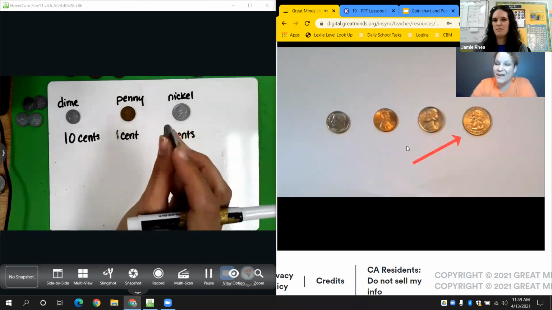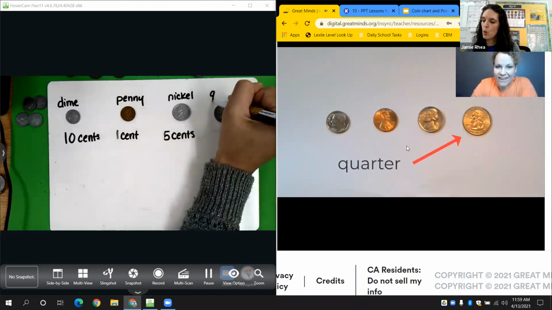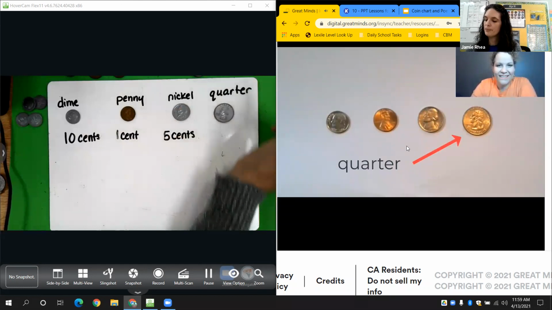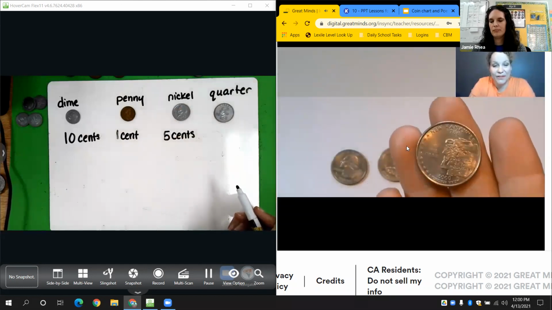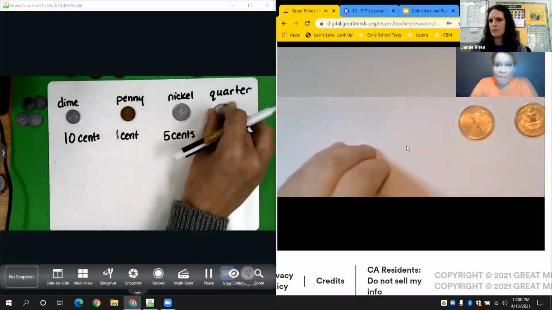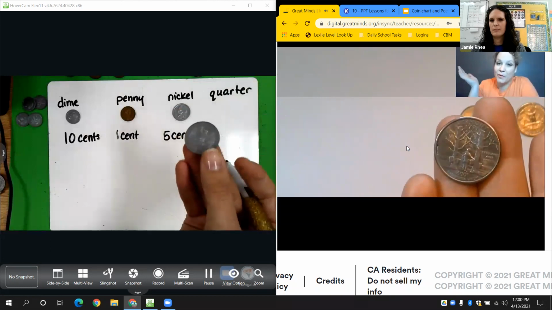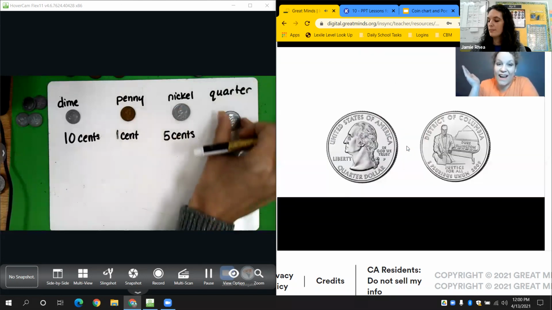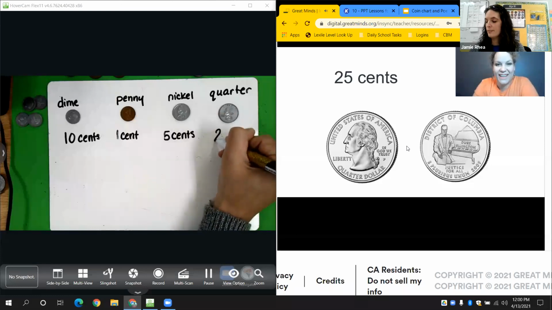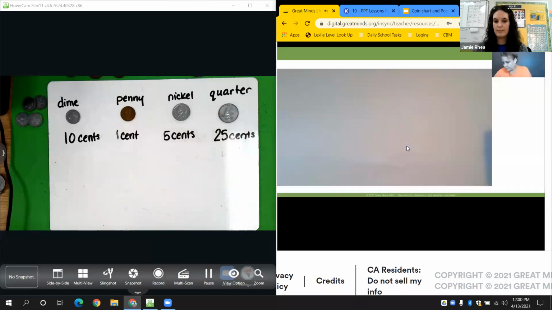Well, this coin is called a quarter. Let's all say that together. Quarter. Let me hear it again. Quarter. Some quarters have different pictures on the back. Many quarters have pictures of eagles, and others have pictures about states on the back. No matter what, all quarters have the same value. It's 25 cents.